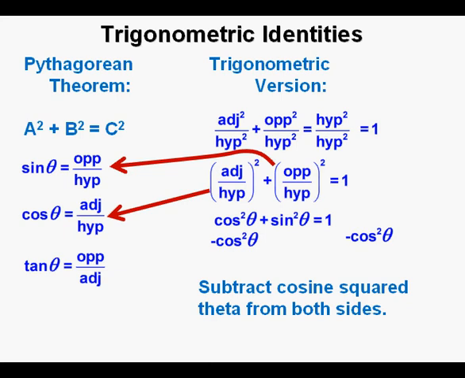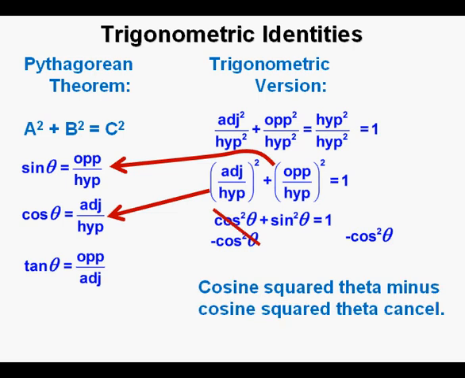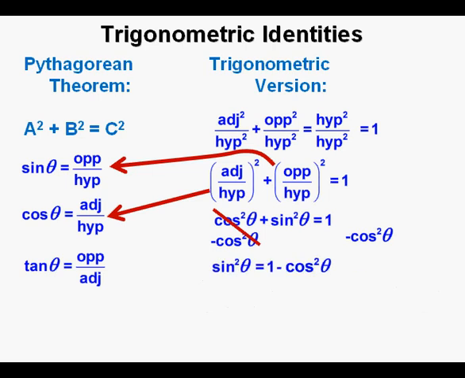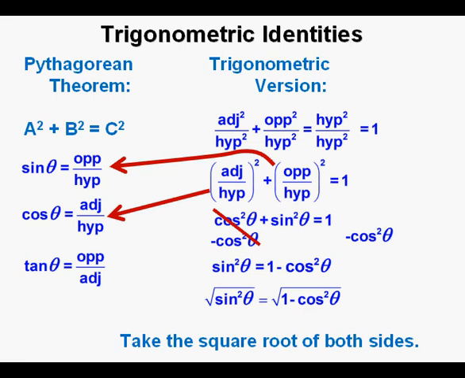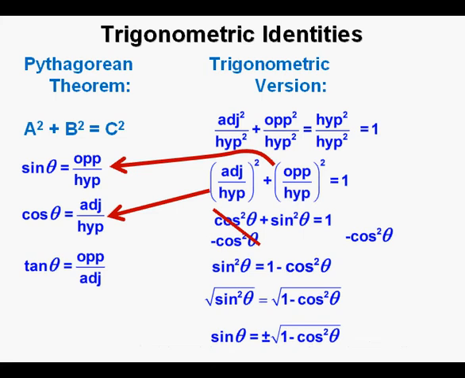To solve for sine theta, subtract cosine squared theta from both sides of the equation. Cosine squared theta minus cosine squared theta canceled equals 0 on the left side. We bring down sine squared theta equals 1 minus cosine squared theta. Now we take the square root of both sides of the equation. And we now have the related identity sine theta equals plus or minus the square root of quantity 1 minus cosine squared theta. And if we go through the same process, but solving for cosine theta, we have cosine theta equals plus or minus the square root of quantity 1 minus sine squared theta.